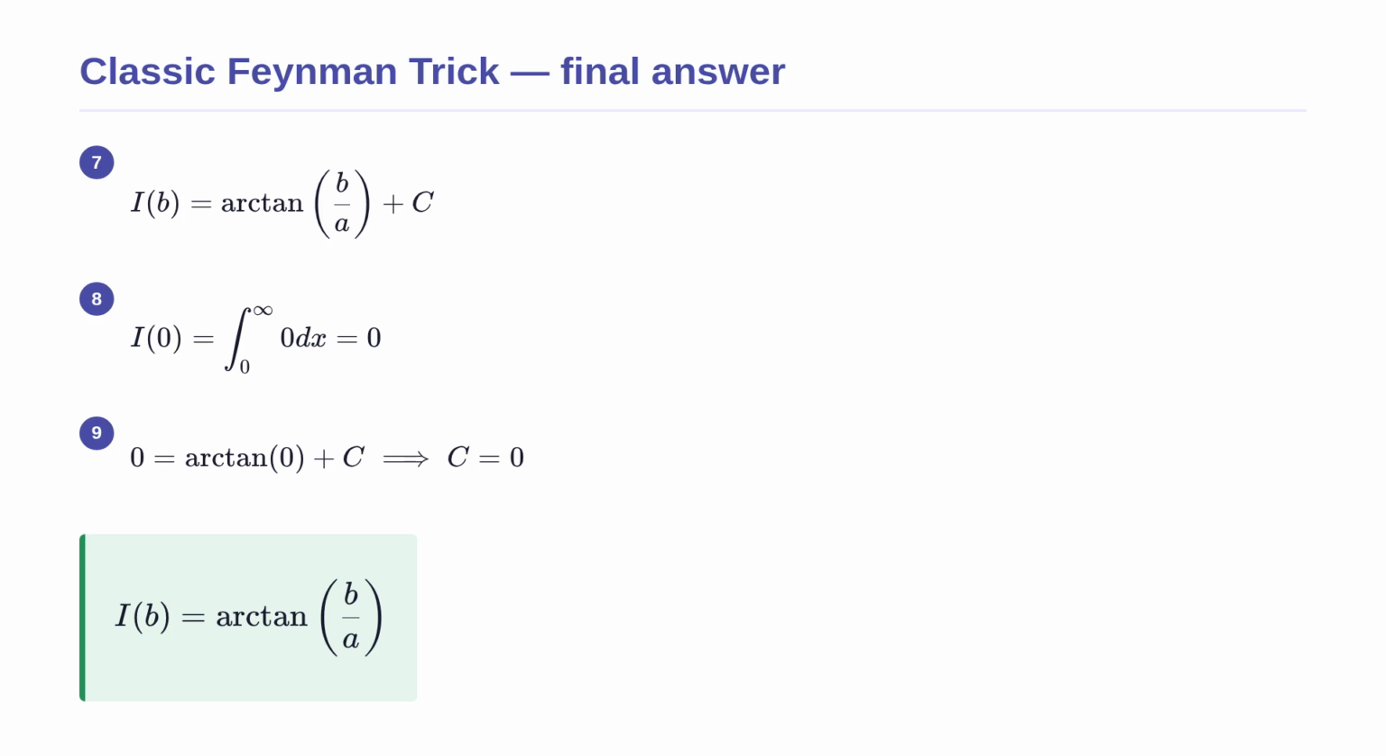To lock down the exact formula, we need a baseline. Looking at the original integral, if we set the parameter b to 0, the sine term becomes 0, collapsing the entire integral to 0. Substituting I of 0 equals 0 into our arctangent equation, we find that c is exactly 0. We substitute this back to get our final closed form solution. The physical meaning here is profound. An infinite accumulation is perfectly described by a simple angle.